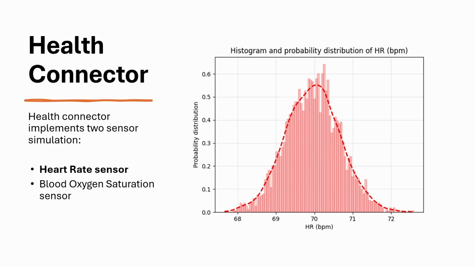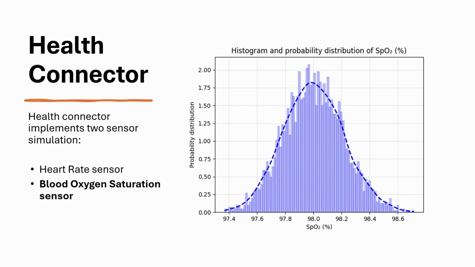Health Connector is a device connector that implements MQTT transmission of two kinds of simulated data: heart rate and blood oxygen saturation. Simulated heart rate data follow a Gaussian distribution centered on 70 bpm with a 3 bpm standard deviation. Regarding the blood oxygen saturation sensor, the simulated data also follow a Gaussian distribution with 98% mean and 1% standard deviation.